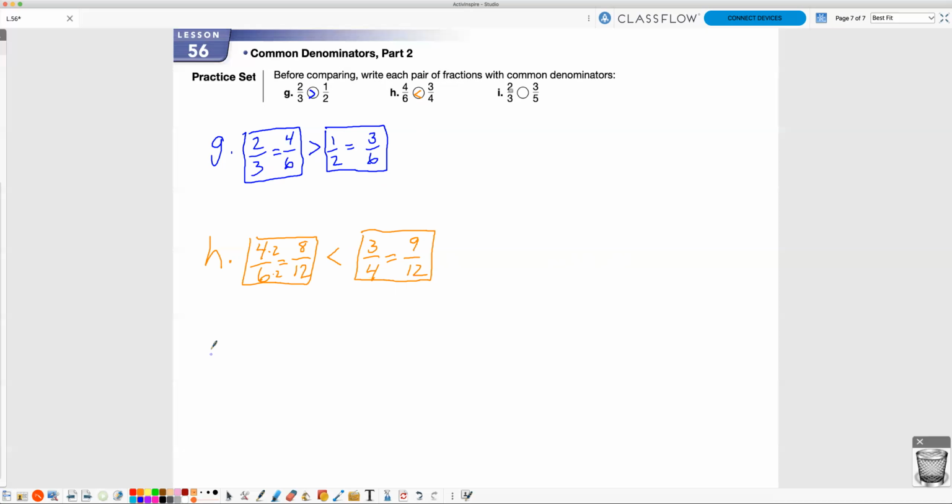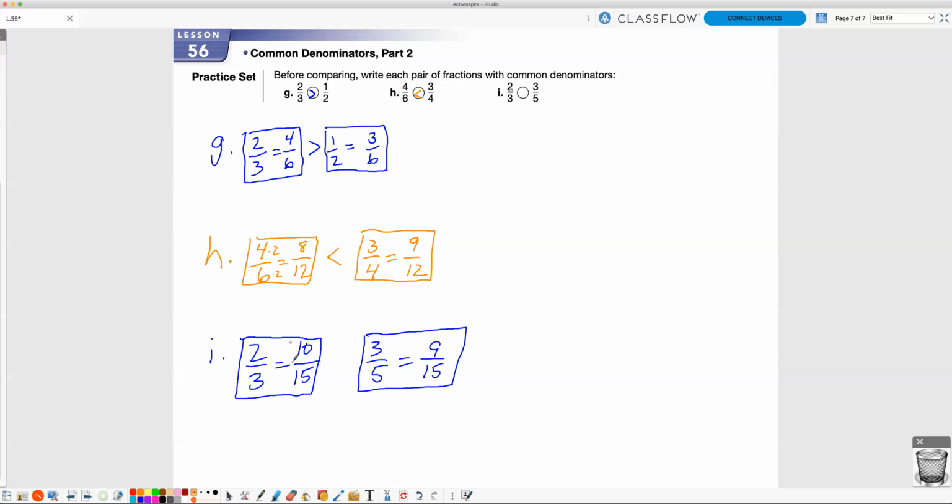And letter I, this one is 2/3. That equals something. And then 3/5, that also equals something. Looks like if I was counting by 3s, multiples of 3, I'd get to 15. I like that one. This one, multiples of 5, counting would get me to 15. So now I know that 3 times 5 is 15, 2 times 5 is 10. 5 times 3 gets me to 15, so I have to take 3 times 3 up here to get to 9, sorry. And now I have these to compare.